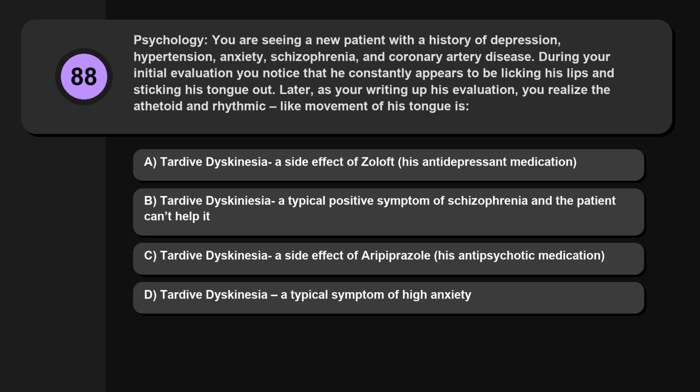Option B. Tardive dyskinesia, a typical positive symptom of schizophrenia and the patient can't help it. Option C. Tardive dyskinesia, a side effect of aripiprazole, his antipsychotic medication. Option D. Tardive dyskinesia, a typical symptom of high anxiety. The correct answer is option C.